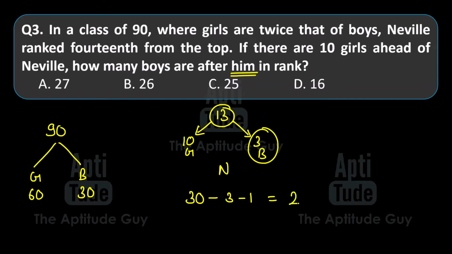So the answer is 30 minus 3 minus 1. That is 26. That is the answer. This 1 came from Neville. And this 3 goes over here, in case you had any doubts. Alright, this is how it's done.